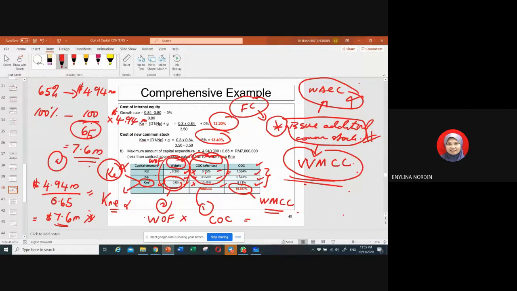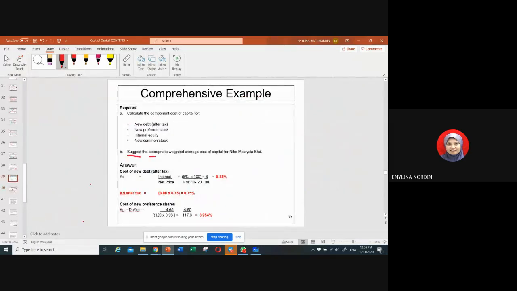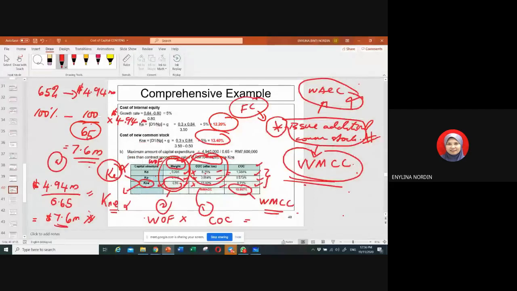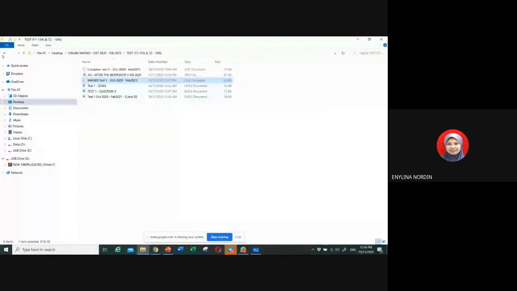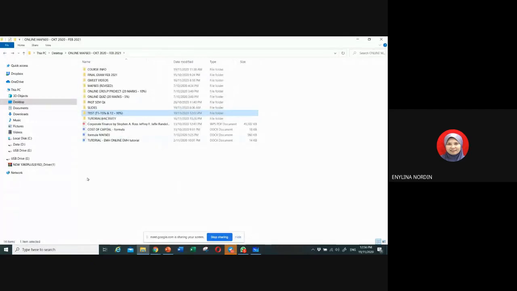So that's why the question states here, suggest the appropriate overall cost of capital. That means you have to decide whether to use WACC or WMCC. Which one? Any questions so far? Any questions? No? Okay. Clear? Okay. So then, your job here is to do the past year questions.